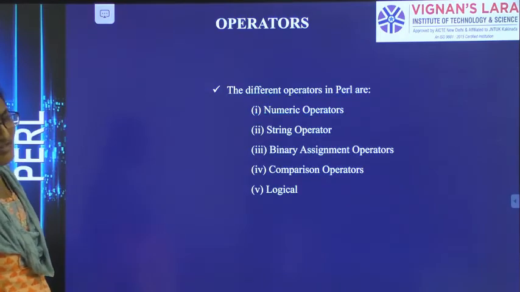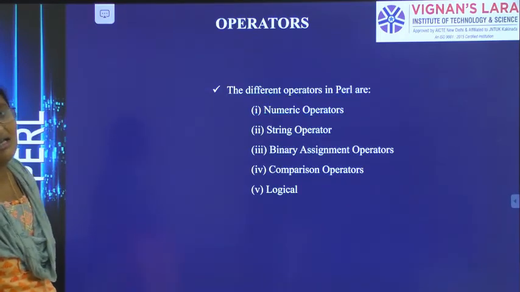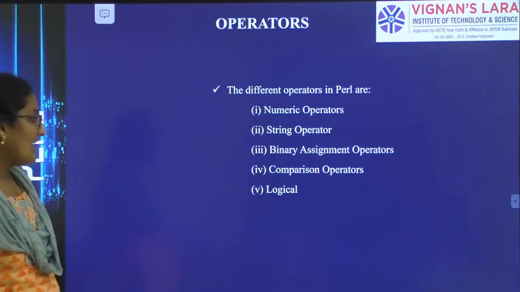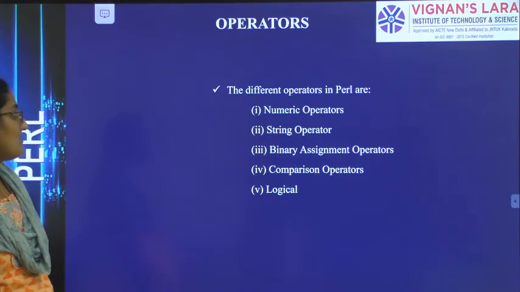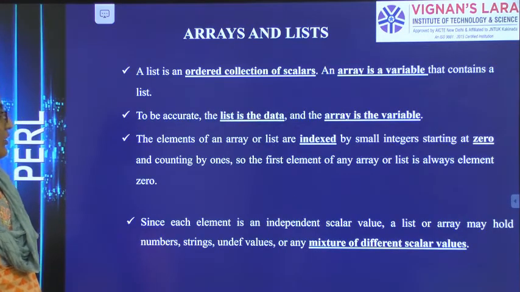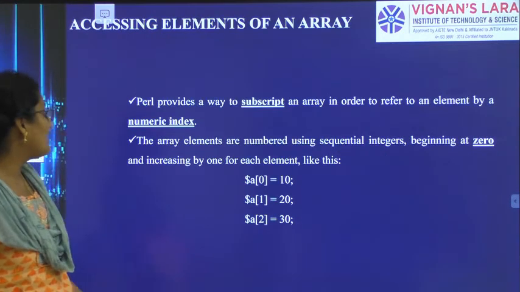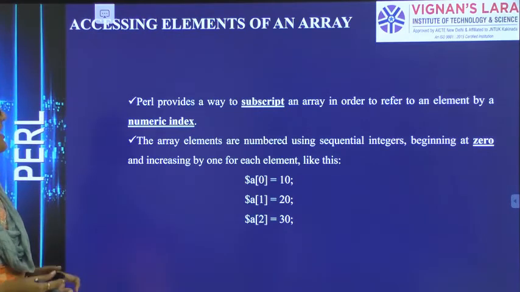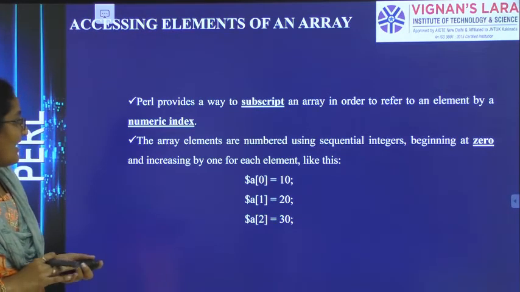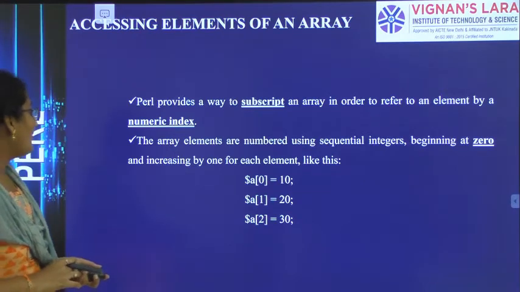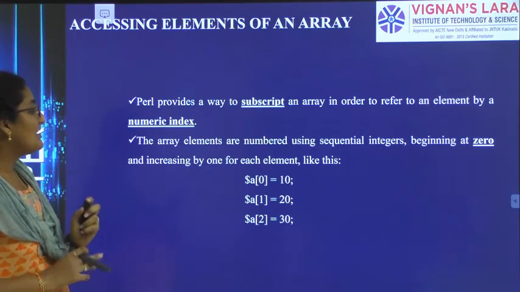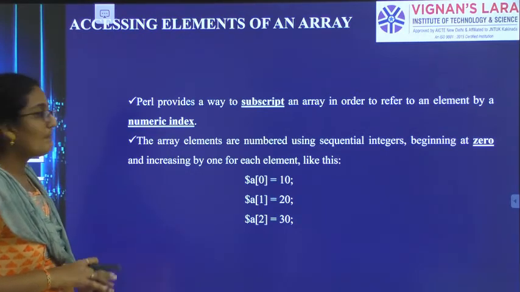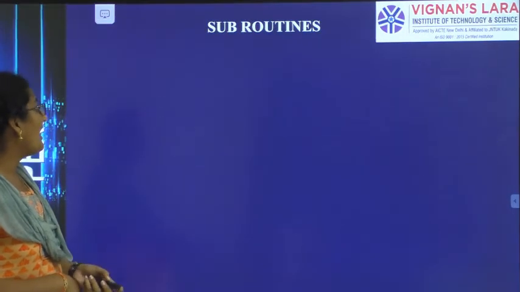Next, operators. These operators are also the same, as in PHP: assignment operators, string operators, binary assignment operators, comparison operators and logical operators. Arrays are also the same, which hold similar kinds of values, and the array index starts with 0. And an example of how to access the elements of an array. How can you access the elements of an array? The array index starts with 0 and gives sequential numbers. Array elements are numbered using sequential integers beginning with 0. So this is the way to access the elements in the array.